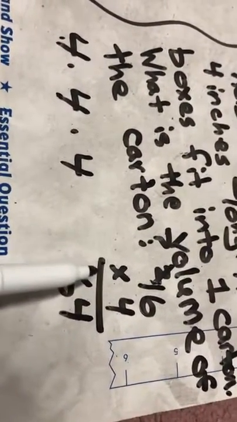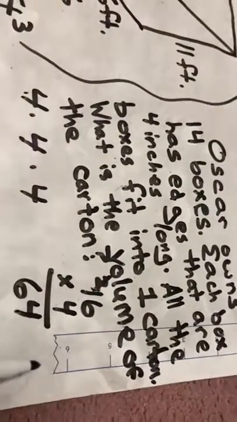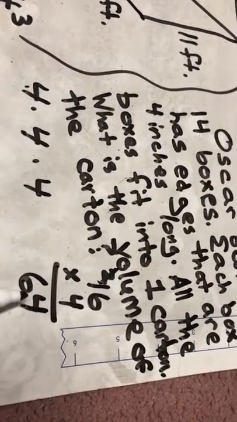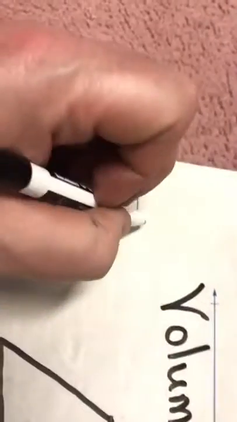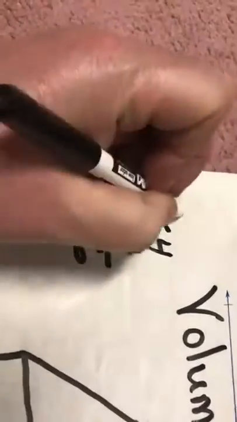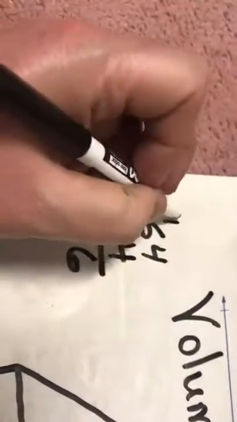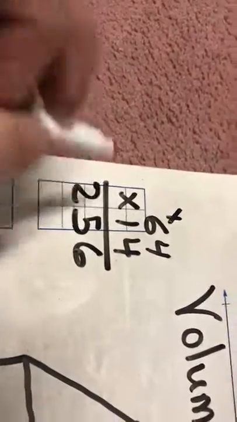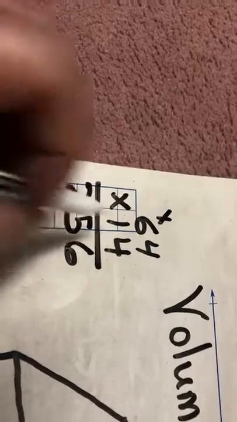All right? But it says that I have 14 boxes. If one box is 64 cubic inches and I have 14 boxes that fit into the carton, I'm going to have to do 64 times 14. So let's come over here. 64 times 14. 4 times 4 is 16. Put the 6 down, carry the 1. 4 times 6 is 24. Plus 1 is 25. All right, I got to put a 0 down to line everything up with the 1.